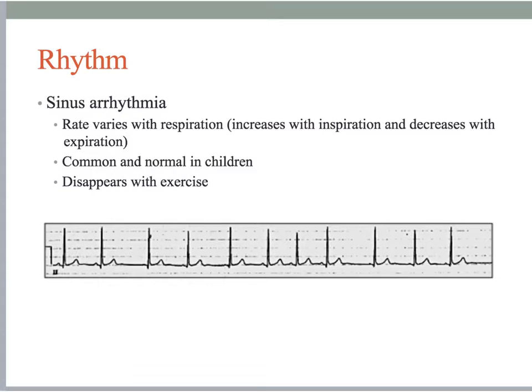When looking at the rhythm on a pediatric EKG, one important thing to note is that sinus arrhythmia is very common. Sinus arrhythmia is an arrhythmia in which the rate varies with respiration. When the child is inhaling, the heart rate will increase, and when the child is exhaling, the heart rate will decrease. This arrhythmia will disappear with exercise, which will help you differentiate sinus arrhythmia from other arrhythmias.